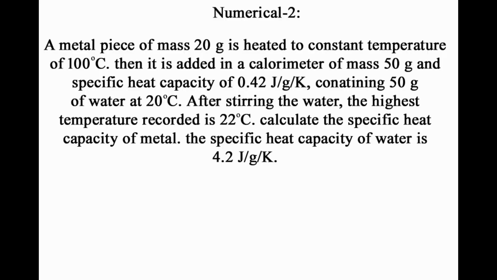The statement is, a metal piece of mass 20 gram is heated to a constant temperature of 100 degrees Celsius. Then it is added in a calorimeter of mass 50 grams and specific heat capacity of 0.42 joules per gram per Kelvin, containing 50 gram of water at 20 degrees Celsius. After stirring the water, the highest temperature recorded is 22 degrees Celsius. Calculate the specific heat capacity of the metal. Specific heat capacity of water is given as 4.2 joules per gram per Kelvin.